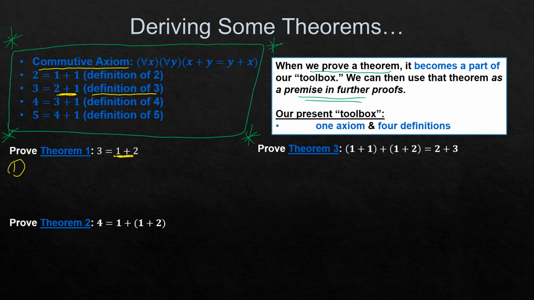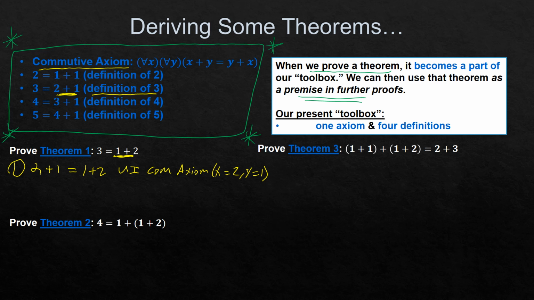So for line 1, we'll say that 2 plus 1 is equal to 1 plus 2, and this is just the universal instantiation of the commutative axiom, with x being 2 and y being 1. Note that in some other textbooks you can only instantiate one variable at a time, but in the Suppes-Hill textbook you can instantiate multiple variables at the same time in the same line. Alright, so now we have 2 plus 1 is equal to 1 plus 2. We just instantiated the commutative axiom.